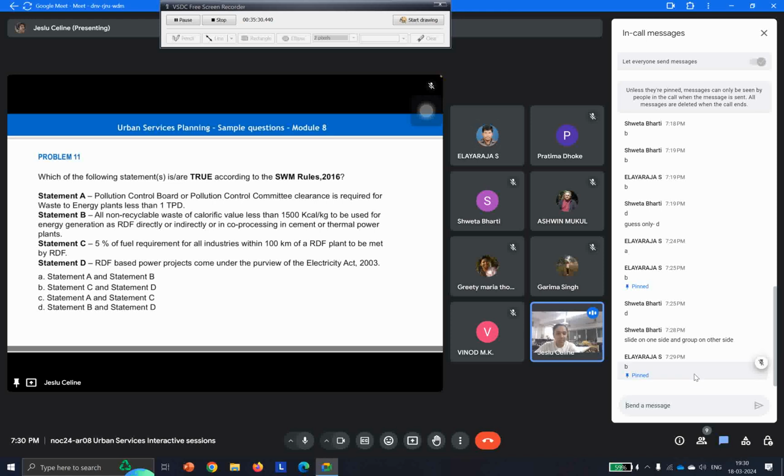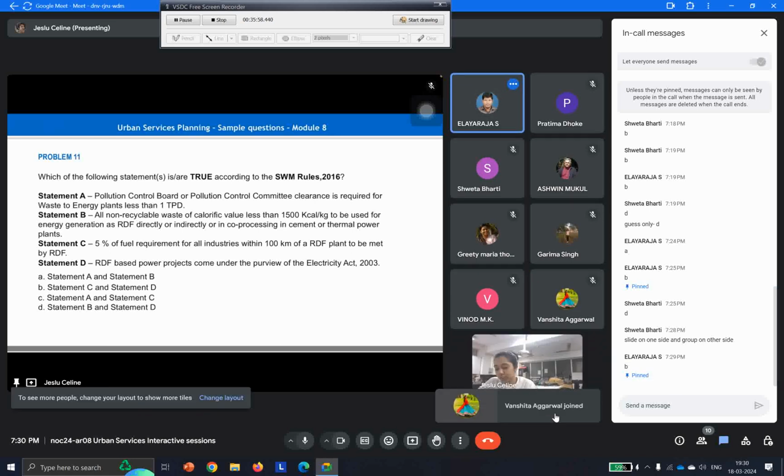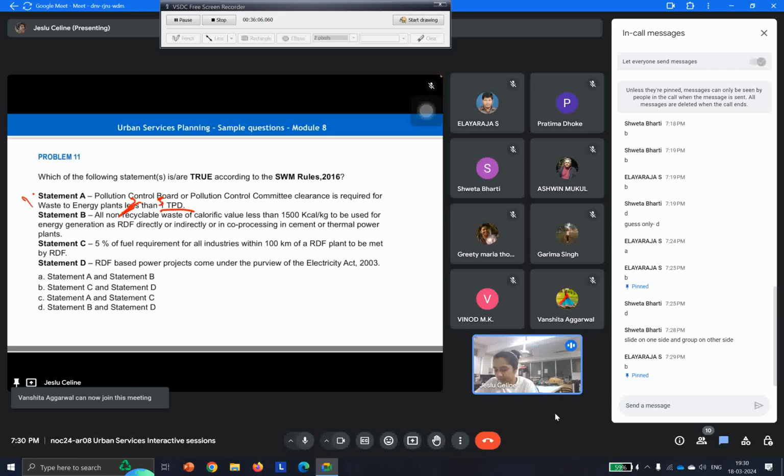Okay, so Ilayaraja says B is the answer, which means statement D and C are correct. So that is the correct answer. Let's see then why the other statements are wrong. Statement A, pollution control board clearance is required for plants less than 1 TPD. How do we make that correct? Very good. It should be greater than 5 TPD. So it's written less than 1 TPD, which means it's a wrong statement.